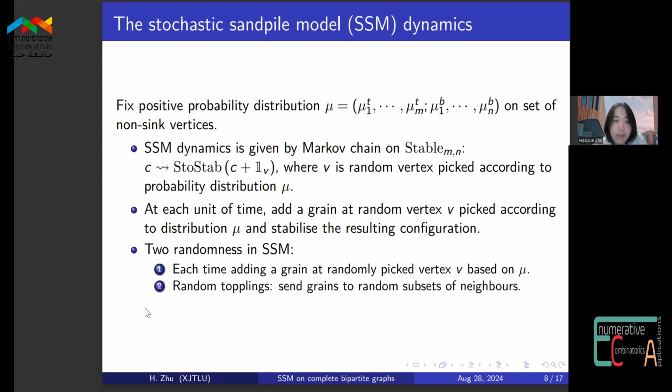And the second one is that the toppling rule is random. Here it means we can send some grains to a random subset of the neighbors. Also here, if we use the standard abelian sandpile model, we only have the first randomness, which means we don't have the random toppling rules in the standard abelian sandpile model.